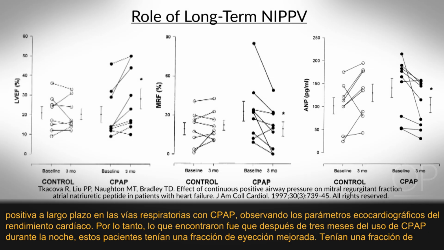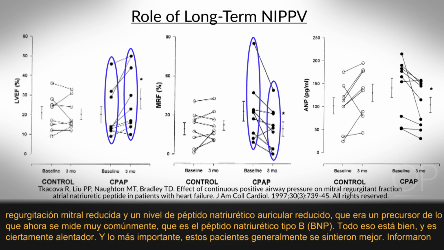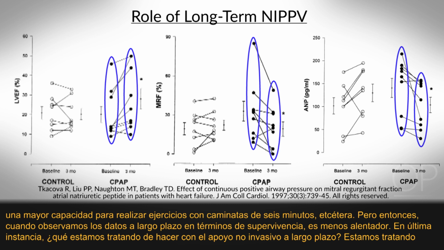So what they found was that after 3 months of overnight CPAP, these patients had an improved ejection fraction, they had a reduced mitral regurgitant fraction, and a reduced atrial natriuretic peptide level, which was a precursor to what we measure very commonly now, which is the BNP. That all looks good, certainly encouraging, and importantly, these patients often felt better. They would report improved walking, exercise capacity, 6-minute walks, etc.